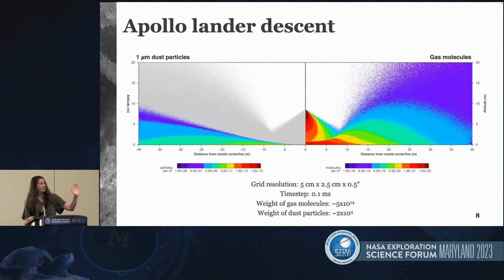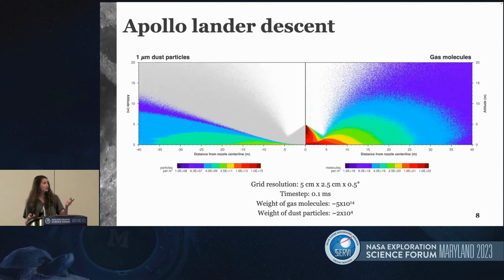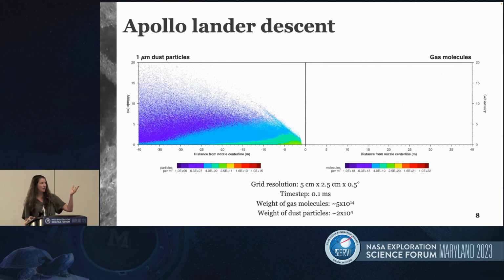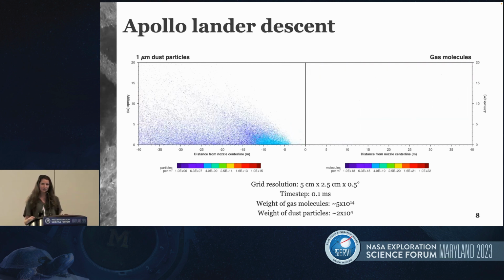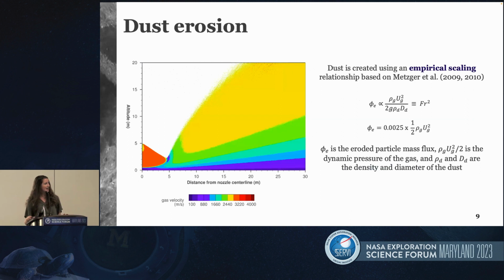And then whenever the gas, we turn off our engine here, we still have the dust that's ejected, lofting, and then falling back down to the surface. As I mentioned before, we were using this empirical scaling relationship. So now I'm just showing the velocity of the gas molecules at a specific 5-meter hovering height.